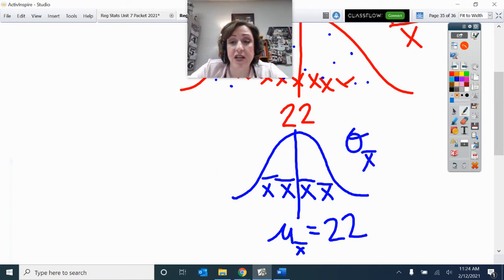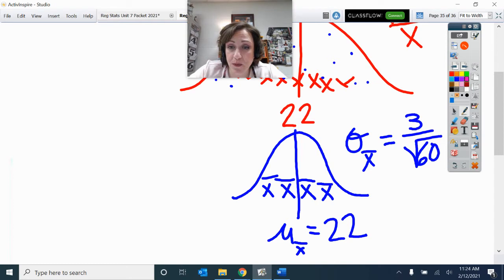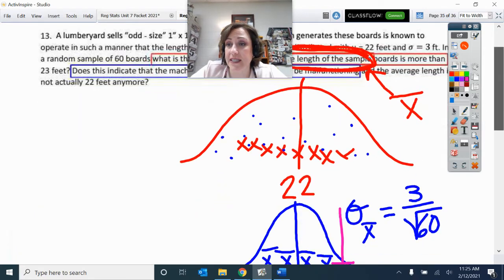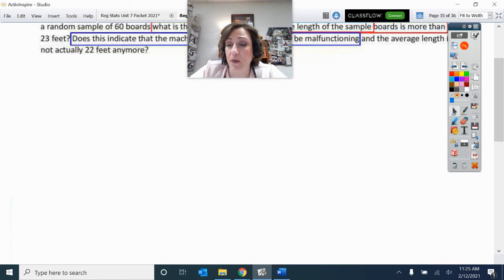The standard deviation of these is not 3 like it says above. It is going to be that 3 divided by the square root of the sample size of 60. So that's how you're going to get that. And then the question says, what's the probability that you get an X bar right here at 23 or more? So what's that probability? Okay, so let's take a look and see how your problems came out.